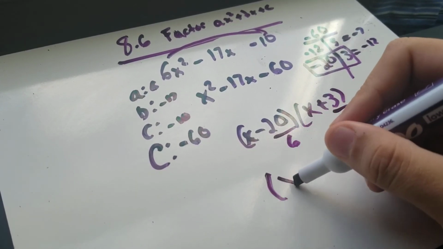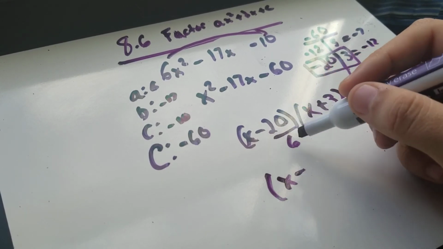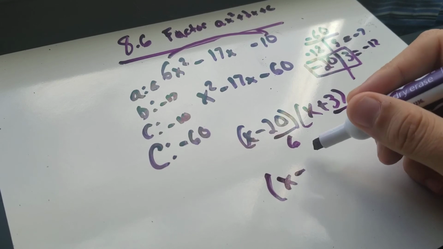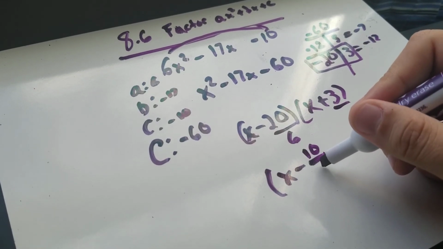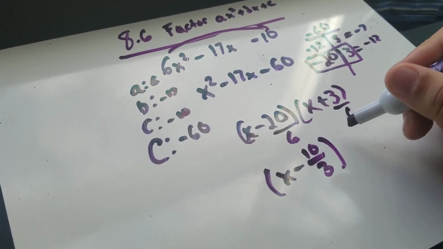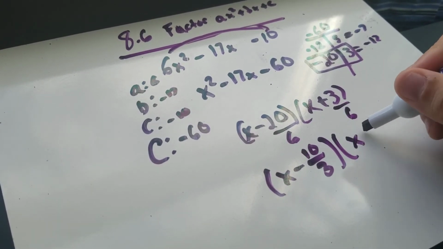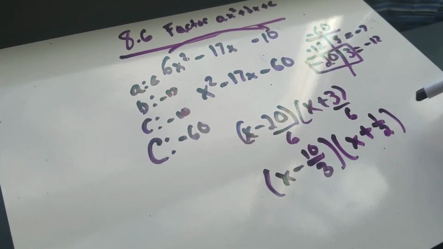So the first one, x minus, looks like I could take a 2 out of everything here. So I'm going to take out a 2, and that's 10 over 3. And this one's also divided by 6. So x plus, I could take a 3 out of both of them, 1 over 2.